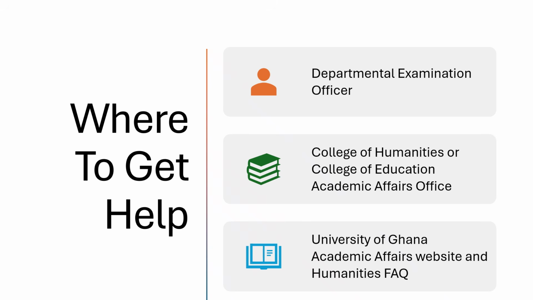The College of Humanities or the College of Education Academic Office are also places you can go for counsel, you can go for guidance and seek redress for some of these challenges that you may be facing. Also, the University of Ghana Academic Affairs website and the Humanities FAQ that I showed you are places you can get answers. You can also reach out to the academic office via email and ask questions or inquiries on all things. And there's also a hotline available on the university website that you can get in touch with, and they're going to help you out.